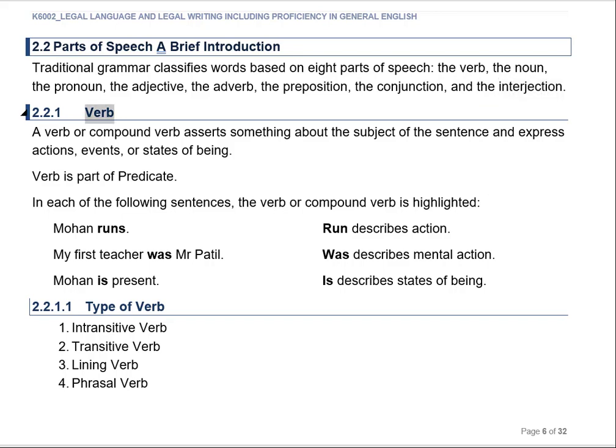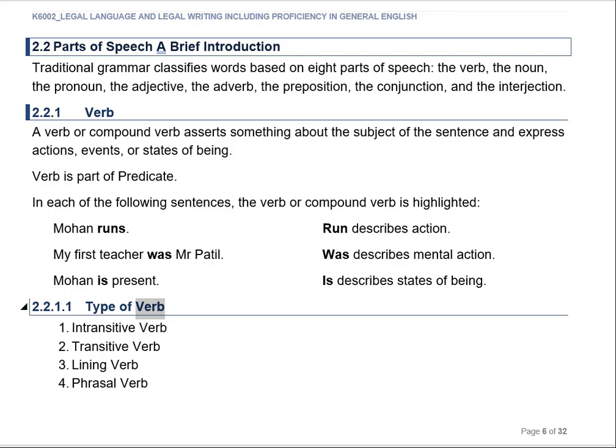Verb. A verb or compound verb asserts something about the subject of the sentence and expresses actions, events, or states of being. Verb is part of predicate. In each of the following sentences, the verb or compound verb is highlighted. Mohan runs. Run describes action. My first teacher was Mr. Patil. Was describes mental action. Mohan is present. Is describes states of being.